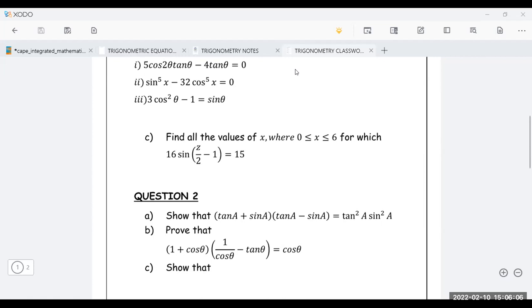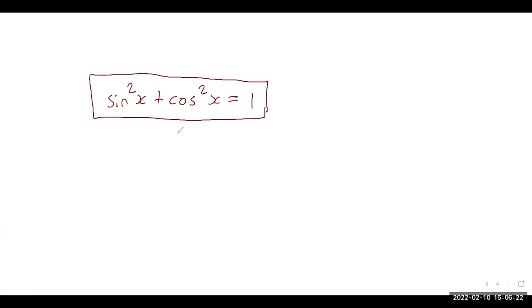I remember you started to write down some identities, which is good. There are two identities that you must remember. Sine square x plus cos square x is equal to 1. And what's the next identity, Jamie? One more Pythagoras. I can't remember it. All right, let me give you a hint. Tan x is? Sine x over cos x. Very good. Sine x over cos x.